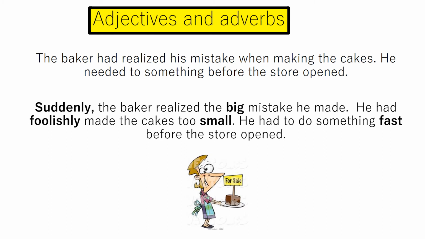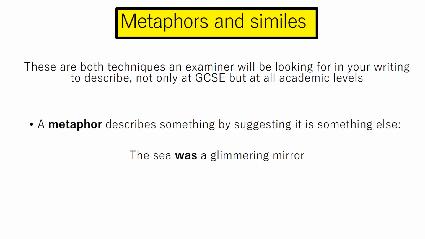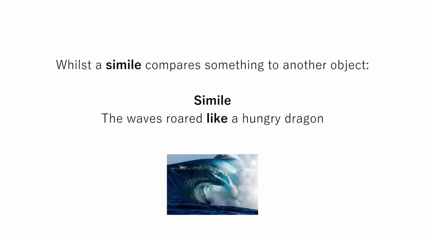Now, metaphors and similes is another area that's important, okay, and using this will help you to improve the quality of your writing generally as well. So a metaphor describes something by suggesting it is something else. So for example, you could say the sea was a glimmering mirror, or simile, it compares something to another object. So for example here you would say the waves roared like a hungry dragon.